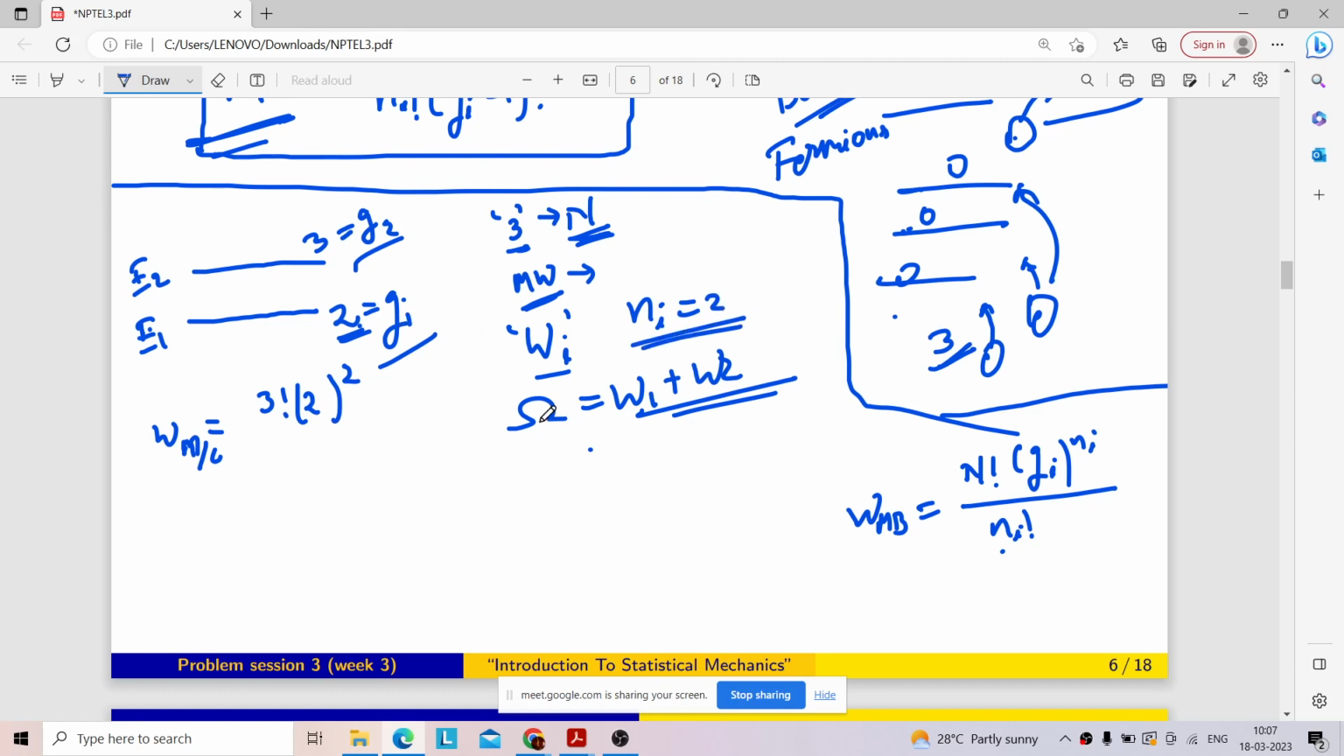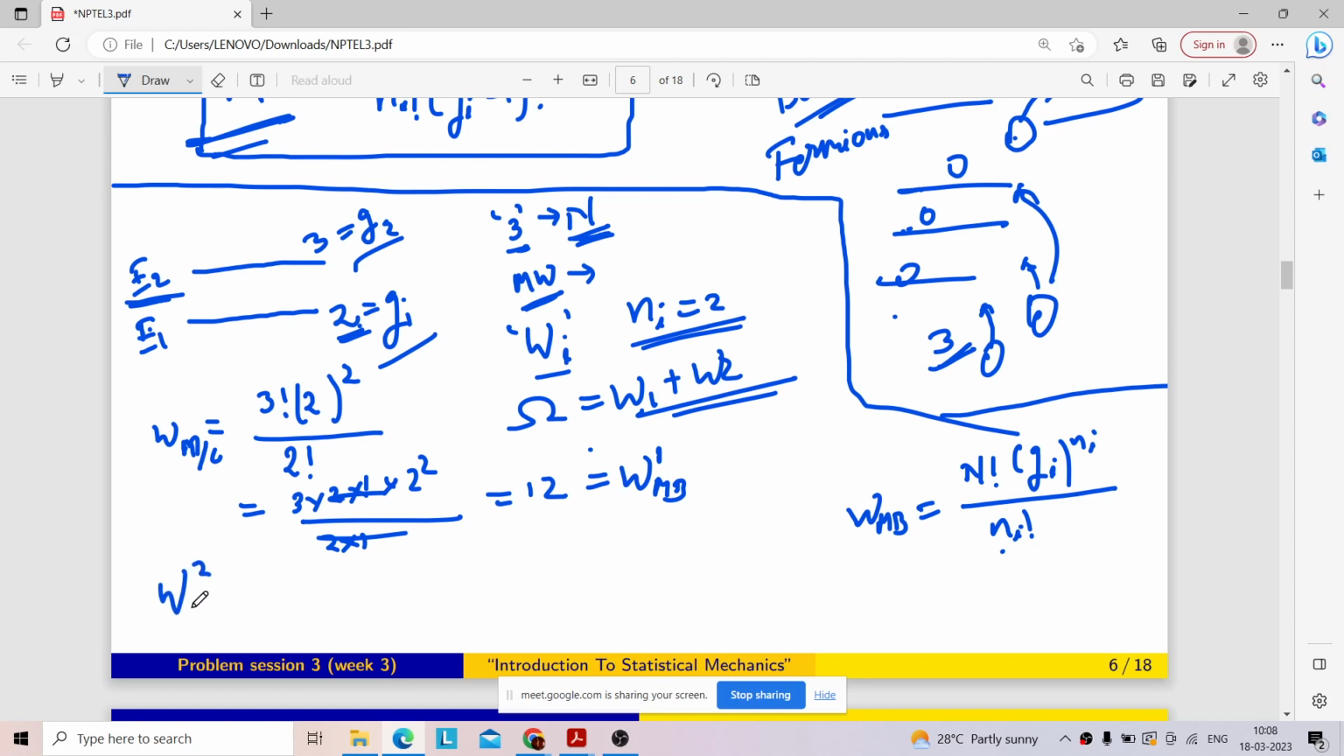For classical gas, in the denominator we have 2 factorial. So this is 3 into 2 into 1, into 2 square, divided by 2 into 1. So it's 12. So this is for W1, and this is for Maxwell Boltzmann. Similarly, I have to calculate for the second energy state also.